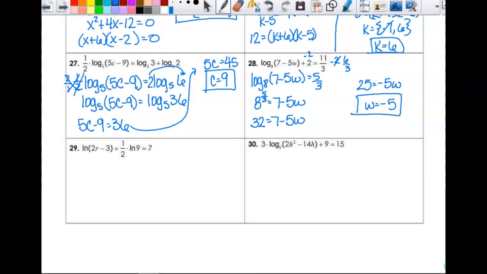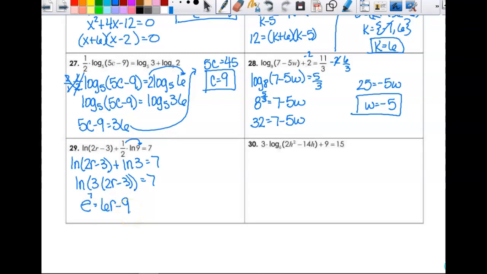Okay. All right, so I need to condense things here. I'm going to get the natural log of 2r minus 3 plus, when I take this 1/2 and make it the exponent, I'll get the natural log of 3. That equals 7. So then I can combine these and get the natural log of 3 times 2r minus 3 equals 7. So I can rewrite this in exponential form. e to the 7th equals, I'm going to go ahead and distribute as I rewrite this out, 6r minus 9.